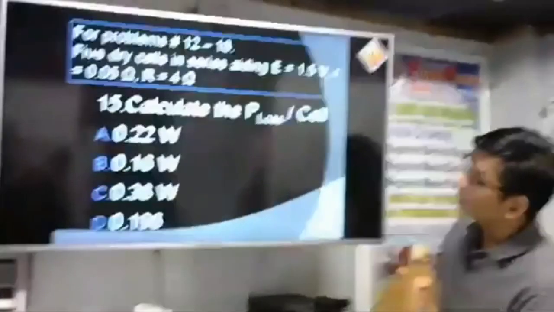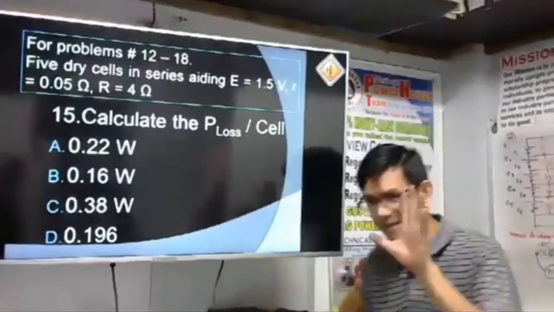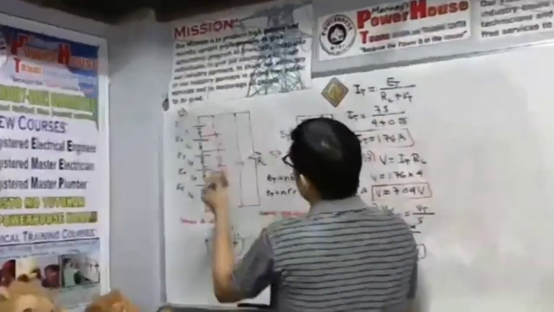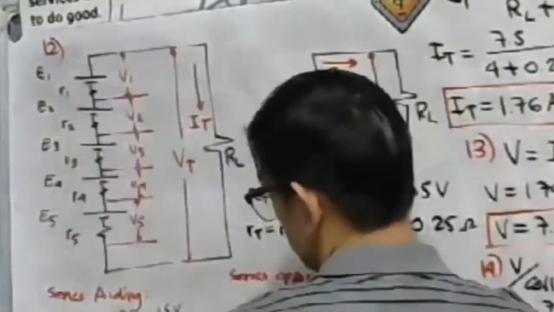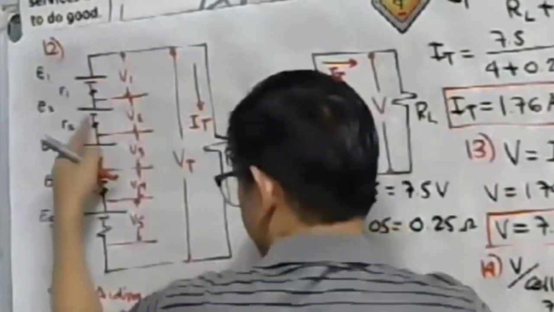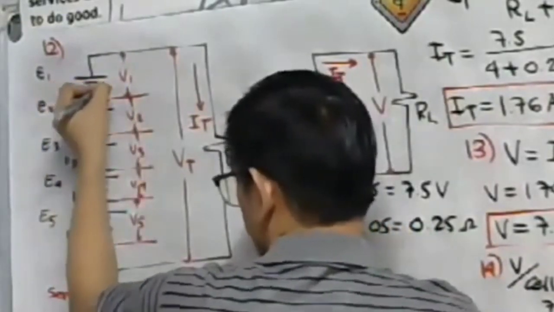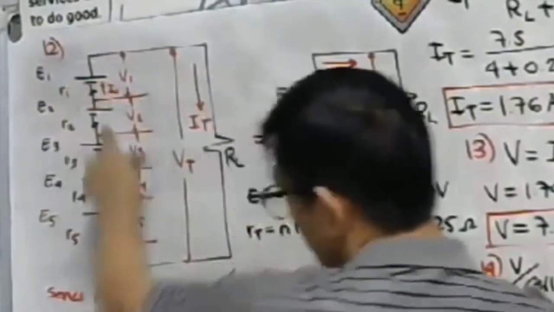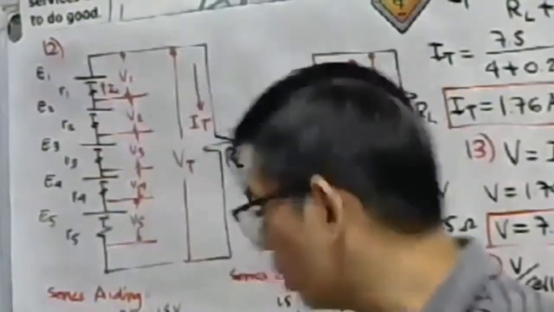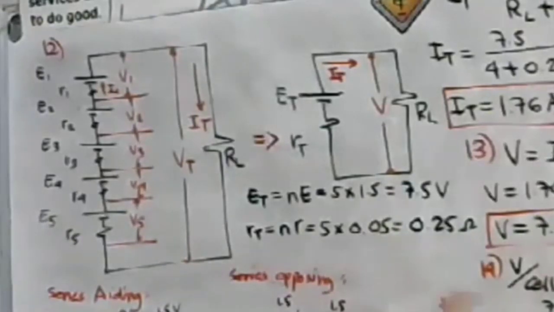Let's have number 15. Calculate the power loss per cell. What is the power loss per cell? Take a look here again. Of course, there is a total current here. There is only one current flowing because that is a series circuit. For cell number 1, I1 is equal to I2, I3, I4, I5, which is equal to the total current. Series circuit, there's only one common circuit current. So, what is the power loss per cell?